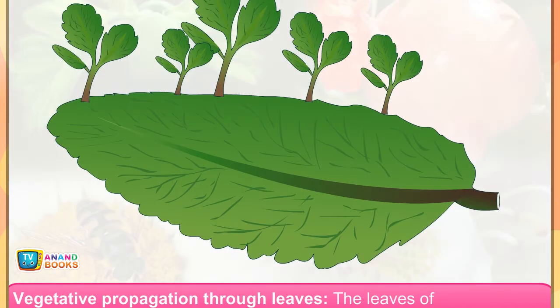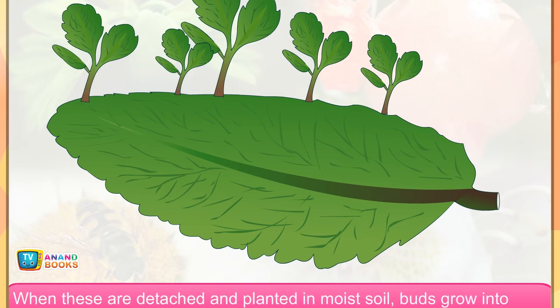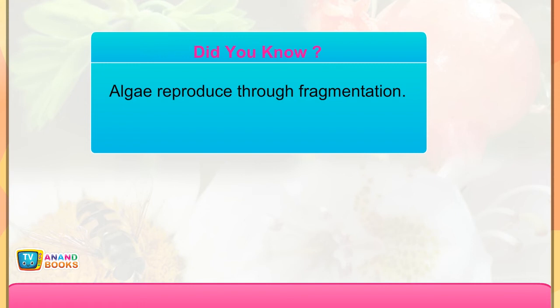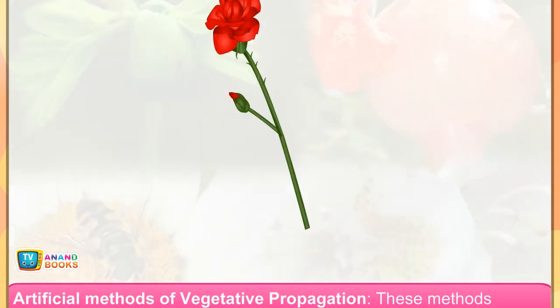Vegetative propagation through leaves. The leaves of Bryophyllum plants produce buds on their margins. When these are detached and planted in moist soil, buds grow into new plants. Did you know? Algae reproduce through fragmentation. Artificial methods of vegetative propagation. These methods are widely used in agriculture and horticulture.